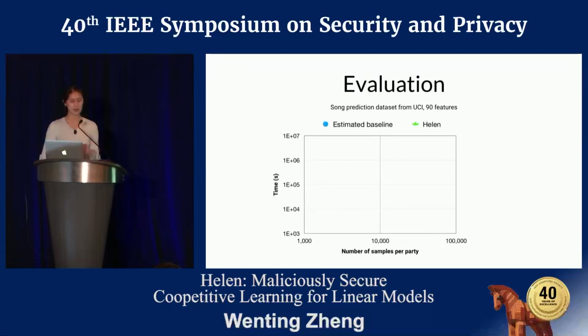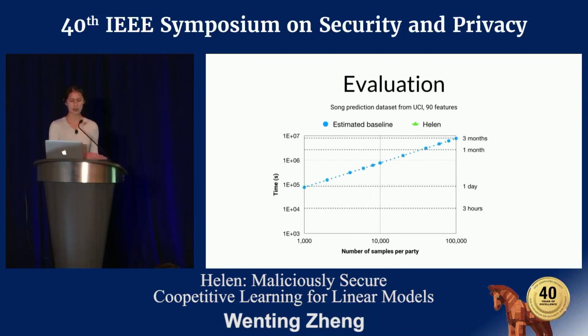On the x-axis, we scale up the number of samples per party. And on the y-axis, we have the time in seconds, which is a little bit hard to read, so there are more human readable units on the right side. This is the estimated baseline, which is in blue. As you can see, it scales linearly because, as I mentioned before, SGD has to scan more data as you increase the number of samples per party.